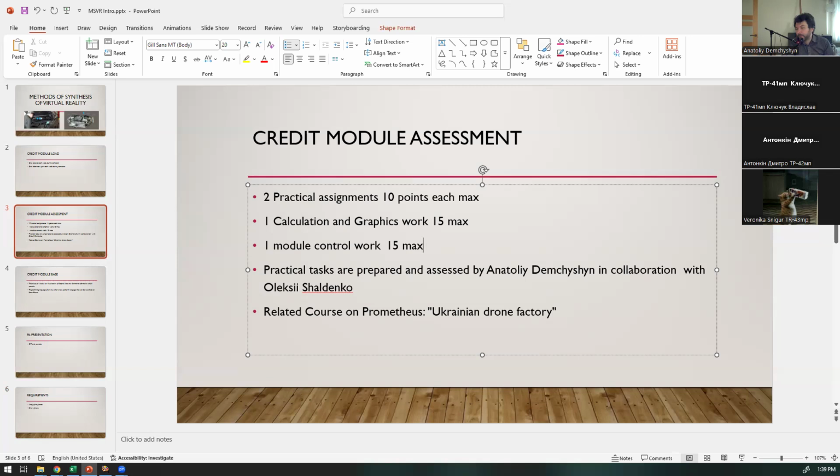Should we split it differently? I think no. So calculation and graphics work, one module, 15 max. Should we split it 10 and 20 or not? Let me think. Module control work. Let's make it like that. If you present all these practical assignments, you are allowed to be marked as having passed this module, and then your points are going to be doubled. That's what we have written in the syllabus.